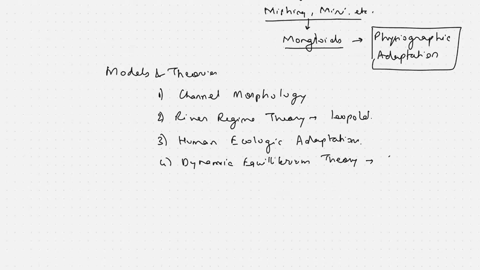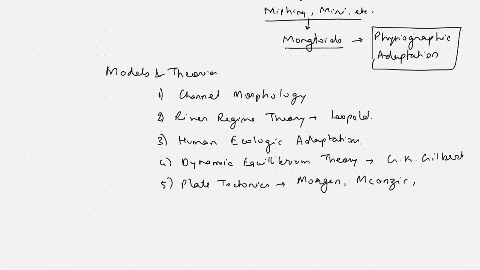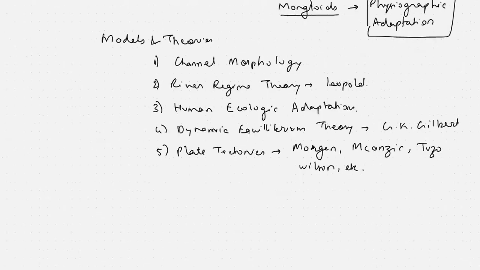We can also apply here plate tectonics, which was given by Morgan, McKenzie. We can also write here Tuzo Wilson, etc. So this is the part we see here, that how this regime or construction of a dam may hamper the overall region there.